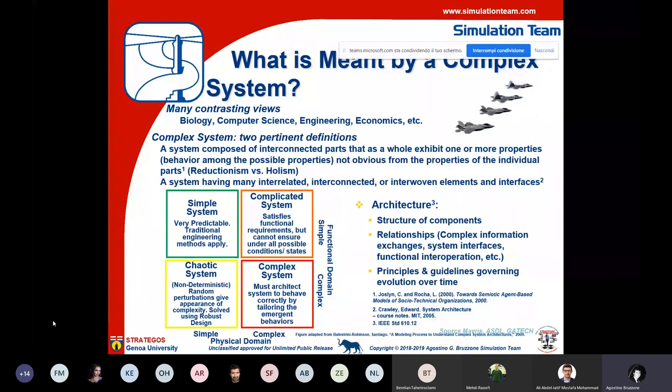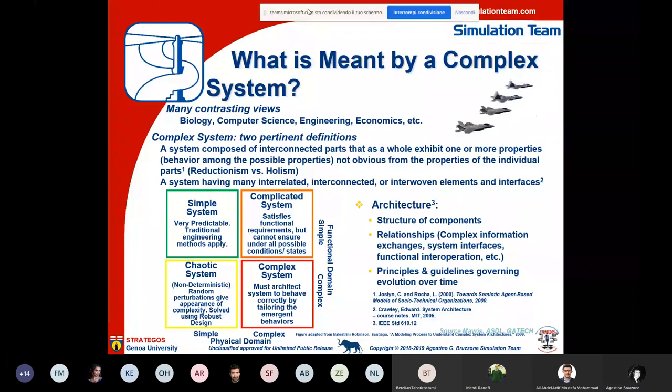What is meant by a complex system? Okay, first of all, there are many different sectors, no? From a plane, we can go down to biology. There was an example for your colleagues, okay? We have two definitions. One is a system composed of interconnected parts that as a whole exhibits one or more properties, not obvious, and that was the previous one. Another one is a system having many interrelated interactions or interconnected elements in the interface, okay?